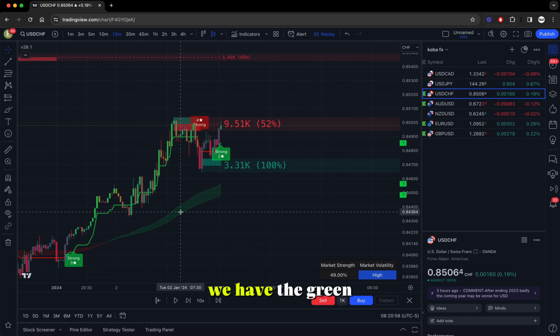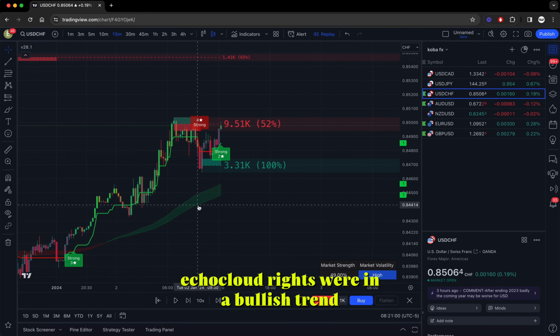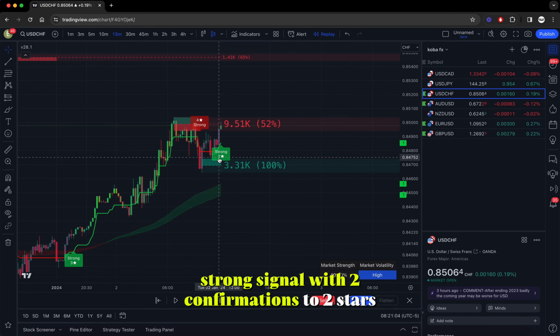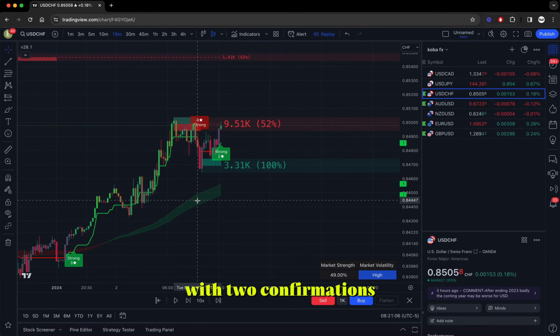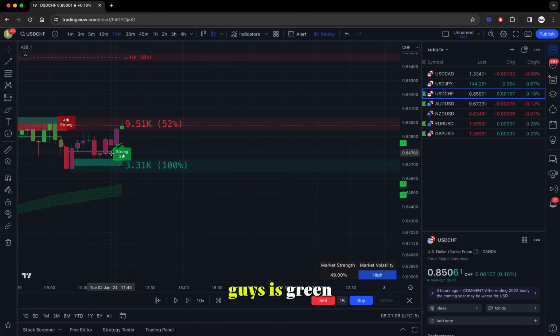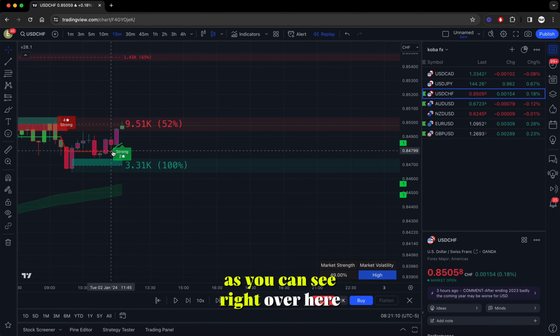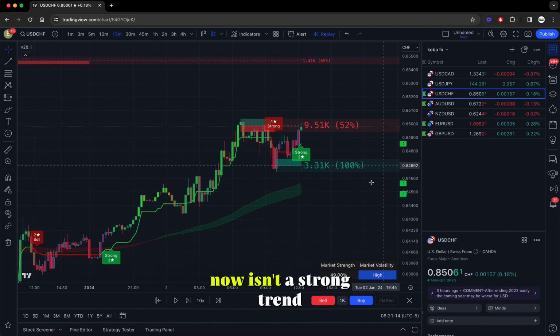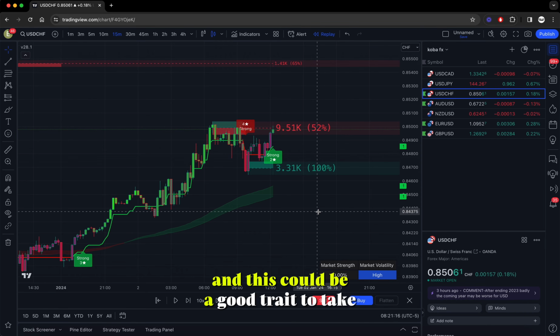Next, guys, we have the green echo cloud, right? So we're in a bullish trend. Next, we see that we have a strong signal with two confirmations. So 2 stars means 2 confirmations. And the trend sniper, guys, is green, as you can see right over here. This gives us all the confirmations that we need to tell us that this right now is in a strong trend, and this could be a good trade to take.